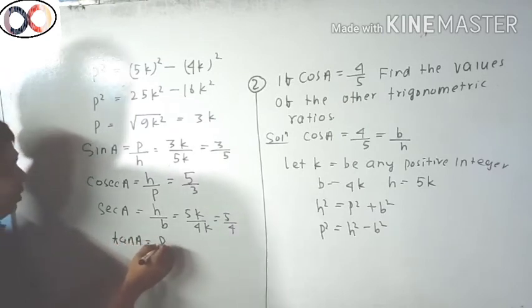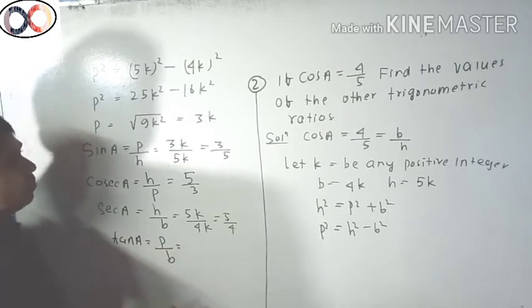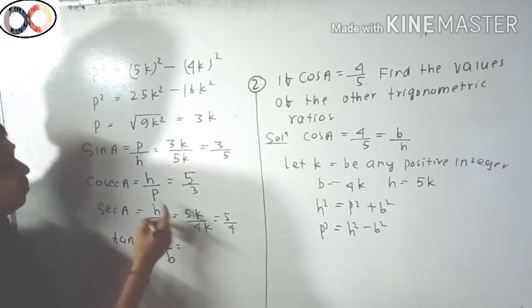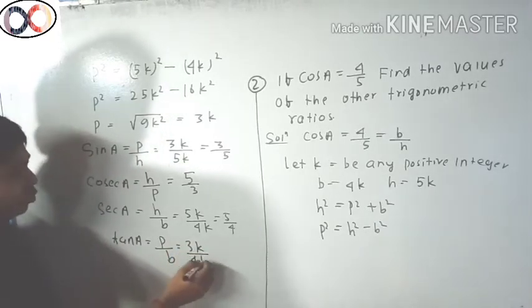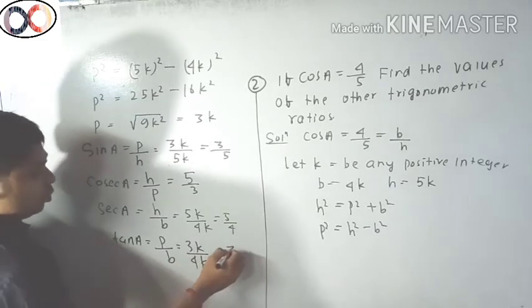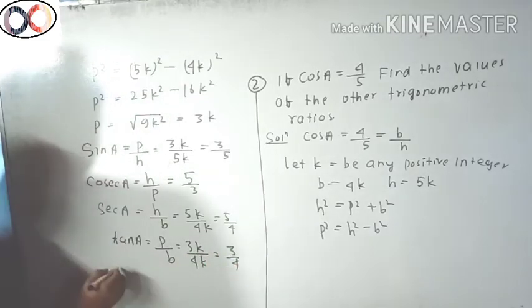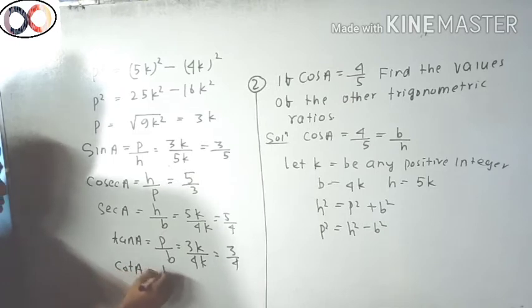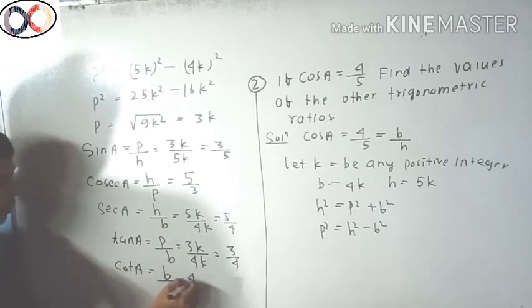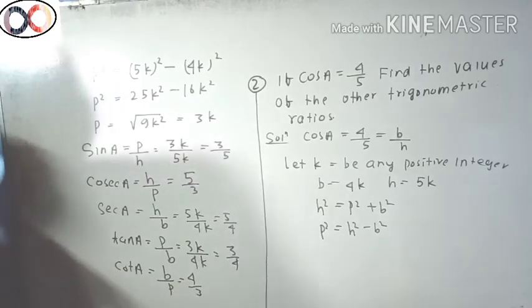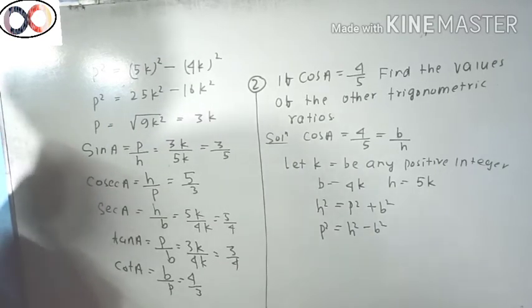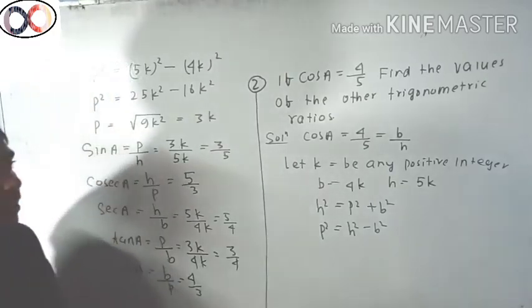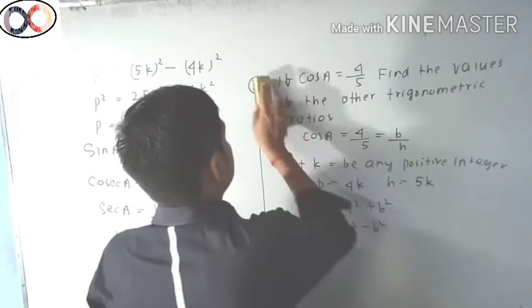Tan A equals p by b. The value of p equals 3k, and b equals 4k. So 4k will be cancelled here, so 3 by 4. And cot A is b by p. So here it is 4 by 3. Okay, so this is the question. You can do it with this process. Suppose if any one of the trigonometric functions is given, then you can find all the others. Suppose question number 3.